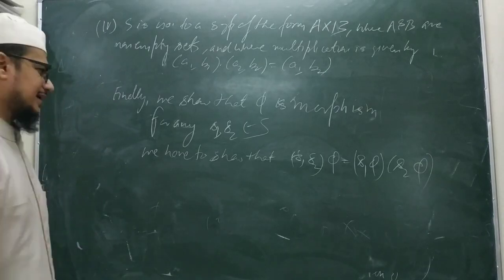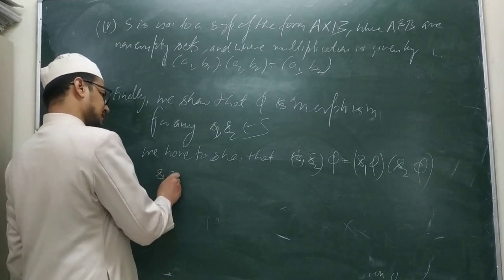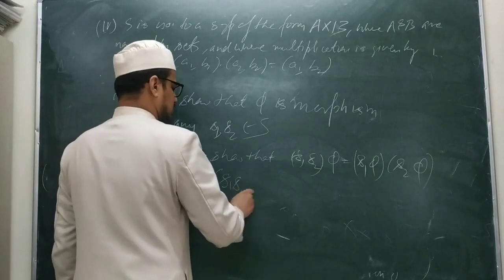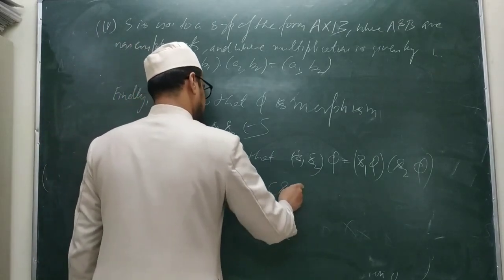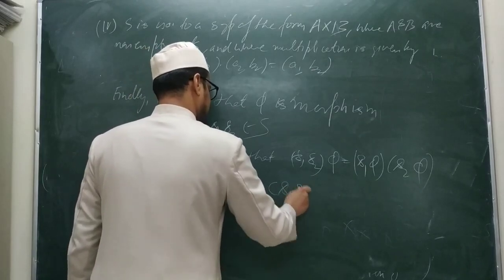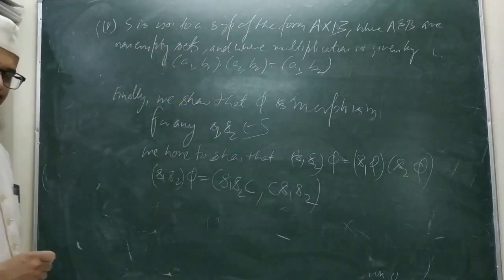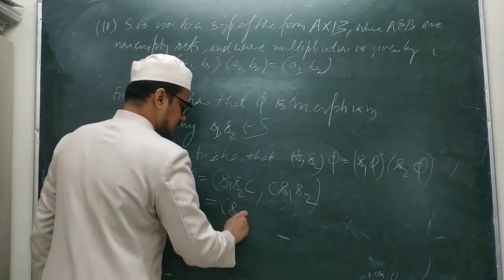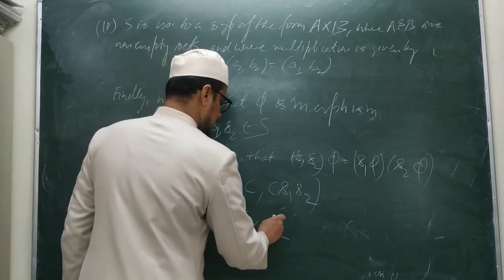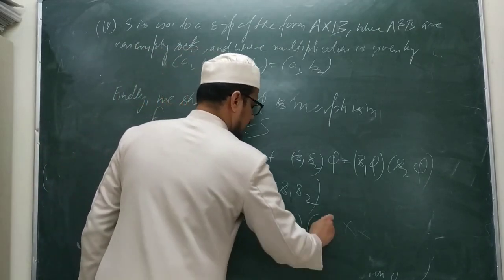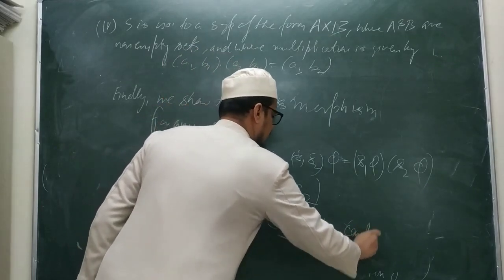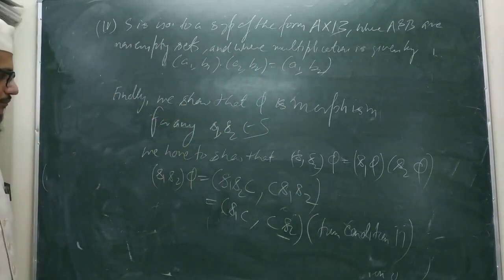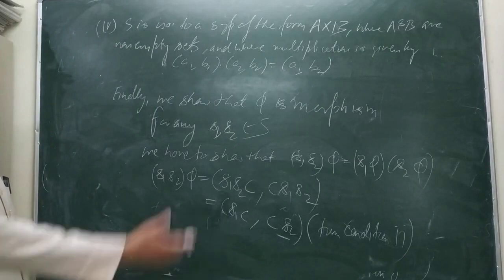So we calculate both left hand side and right hand side. See, S1 S2 phi is what? It is S1 S2 C comma C S1 S2. Correct? And this is what? S1 C comma CS2 from condition second. Correct? This we have.